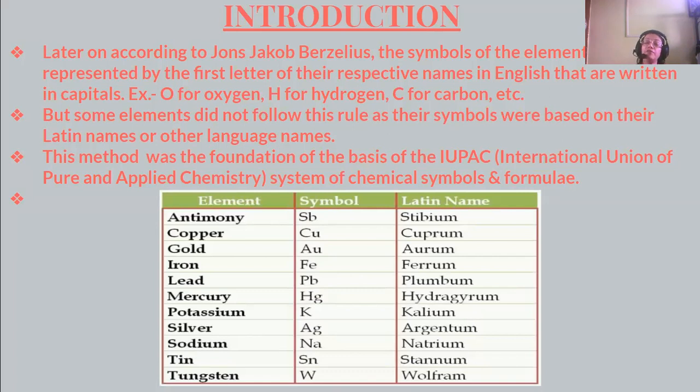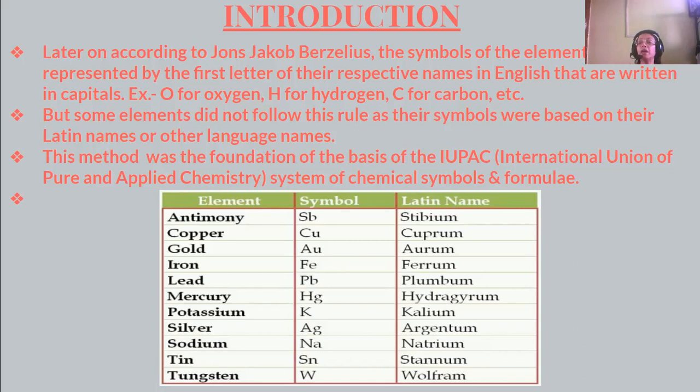So then after Dalton, John Jacob Berzelius came. He proposed certain symbols which were the first letter of the English names of the elements. From that, the first letter was taken as the symbol for the elements. Like for oxygen, O was taken, hydrogen, H was taken, carbon, C was taken for symbol.